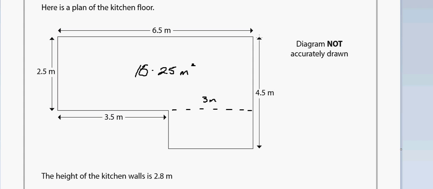Now I also know that the full height of this drawing is 4.5, and from the dotted line up is 2.5. So 4.5 take away 2.5 gives me 2 meters here. So the area of this smaller rectangle will be 2 times 3, which is 6 meters squared. So we can see that the area is 16.25 plus 6 meters squared.